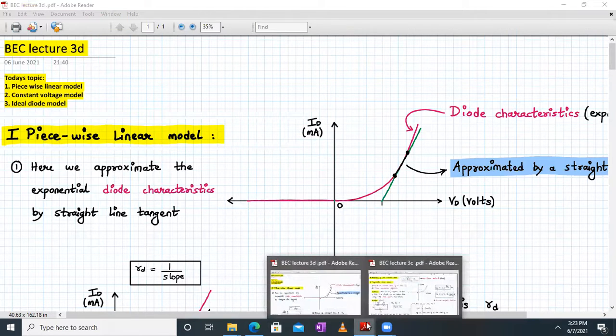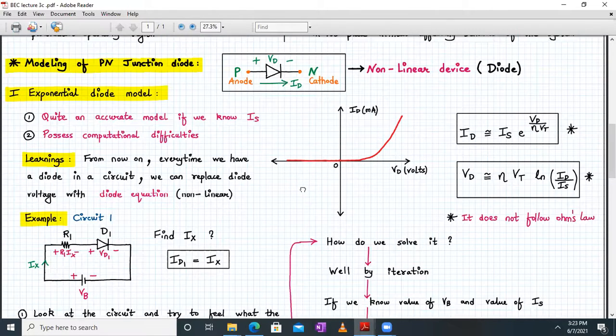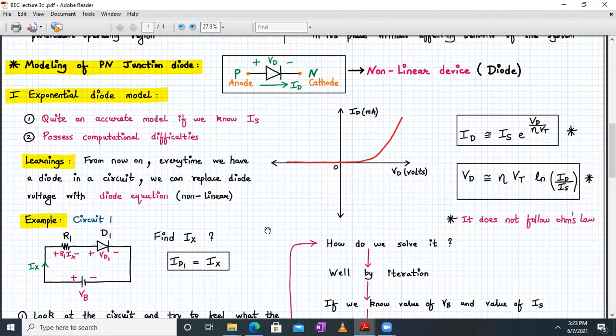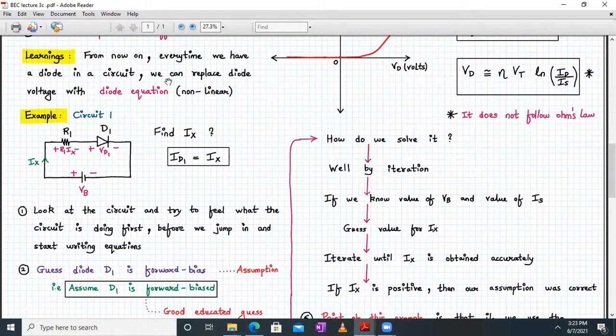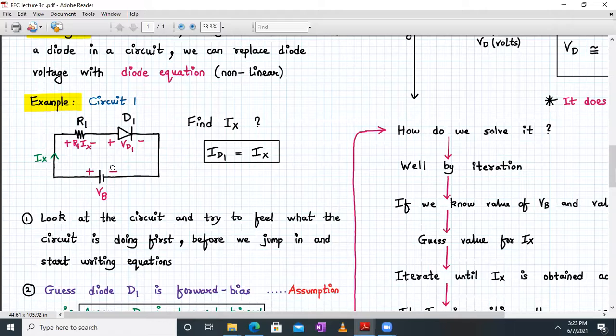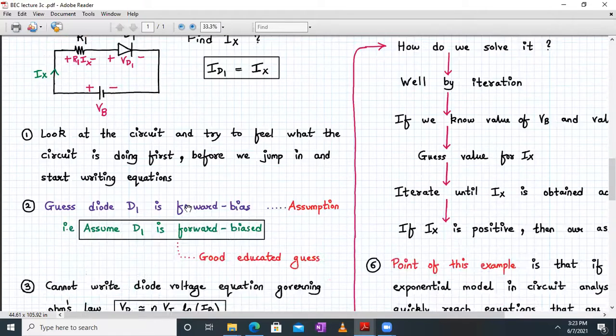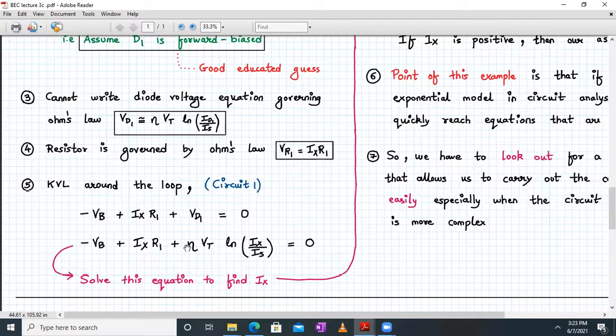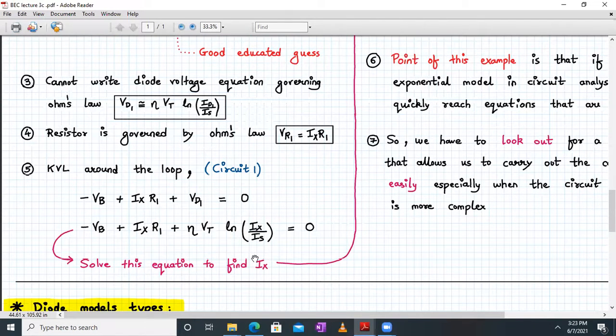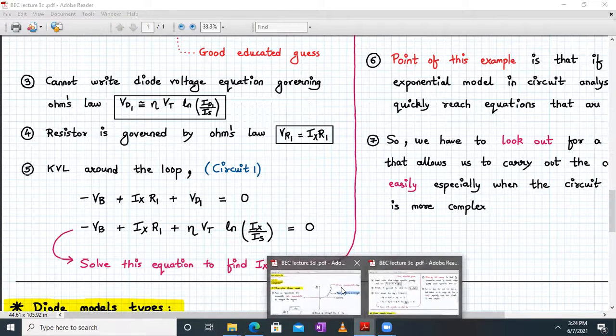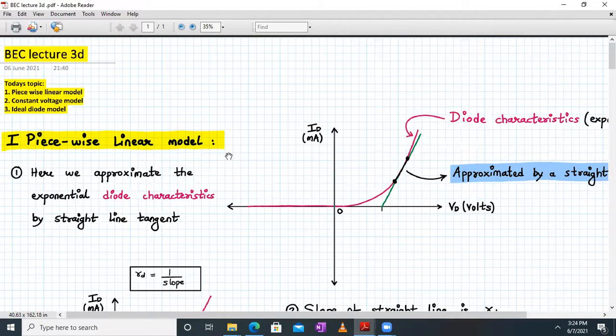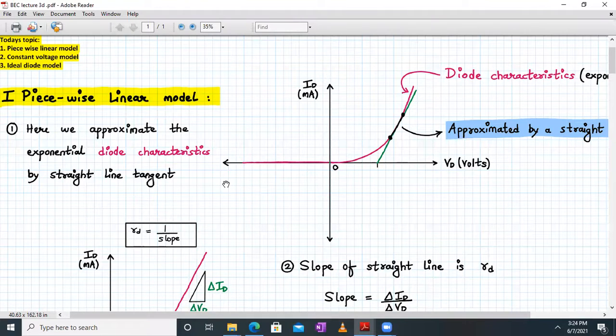So let us recap what we have done last time. In the last lecture we have covered the exponential model, and we have seen that if we encounter a circuit wherein a diode is present, it is difficult to solve it using the exponential model because you have to iterate the solution many times and it takes time to compute that. That is why we are going to approximate the diode characteristics, that is the exponential model, into three different types of models today. Let us start with the piecewise linear model.